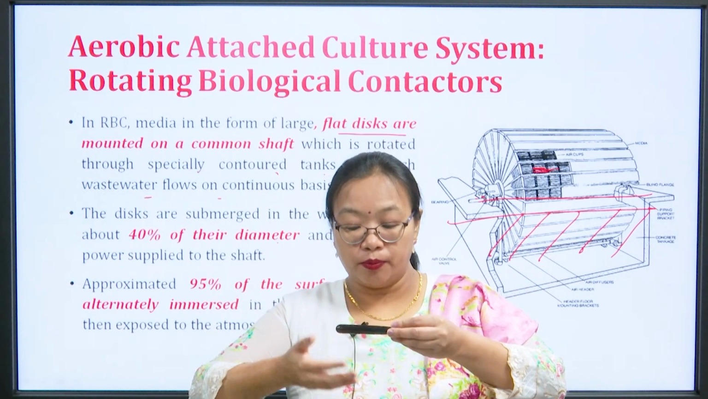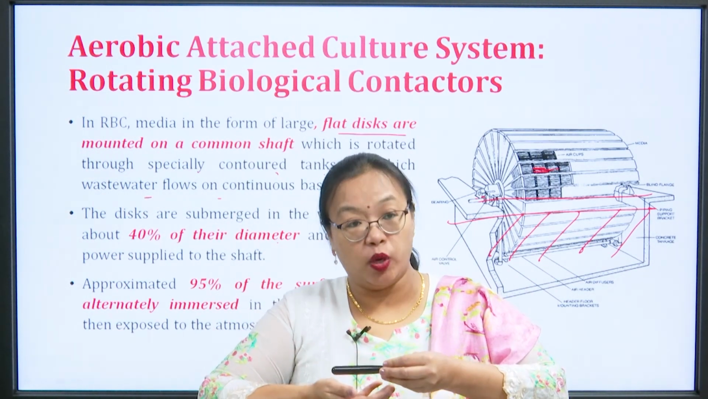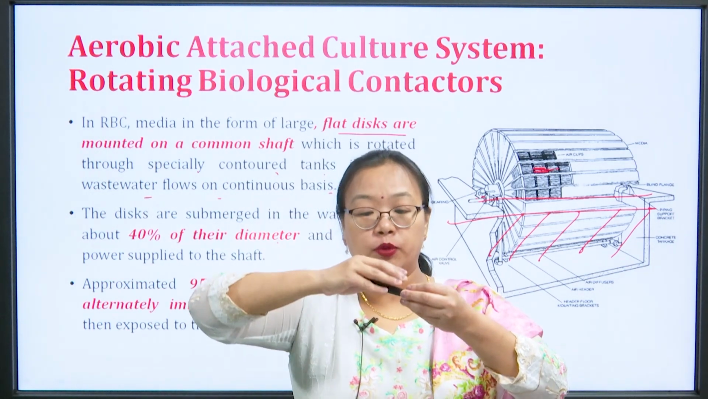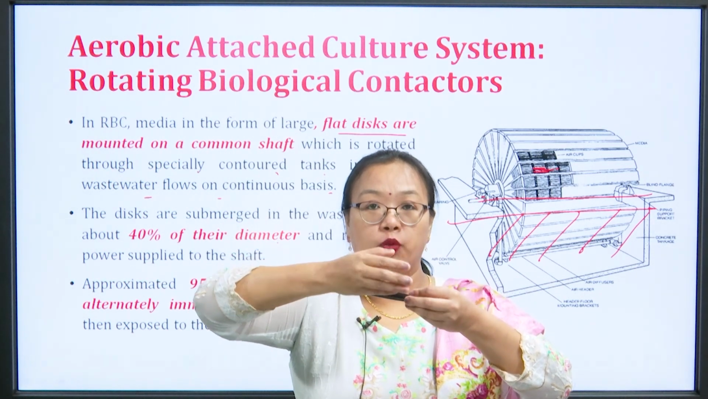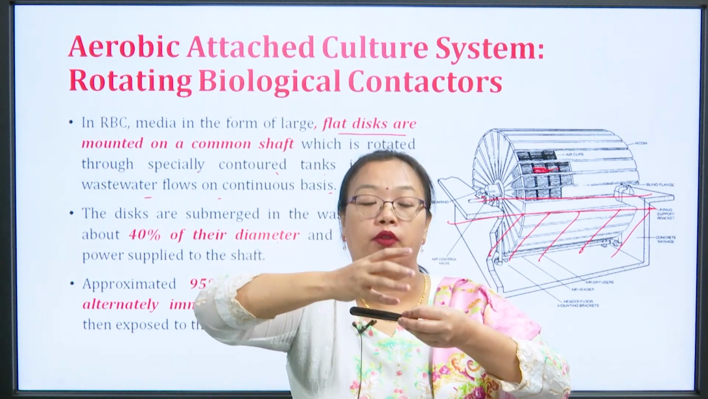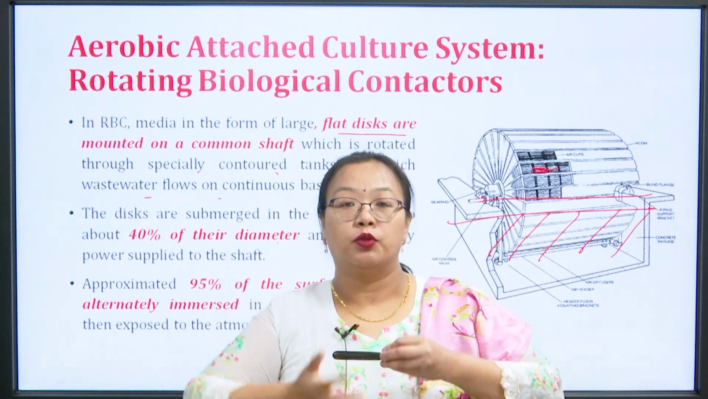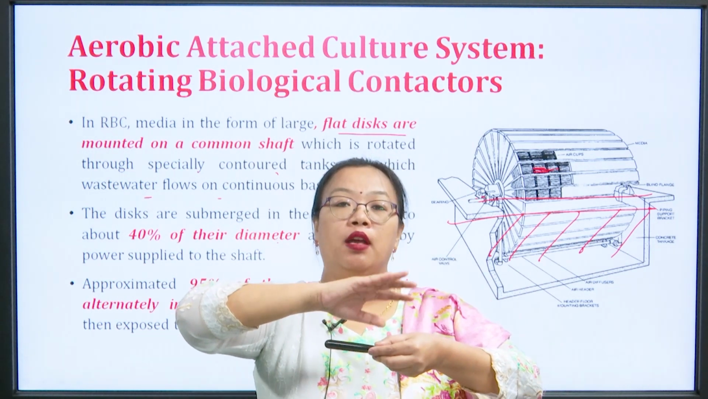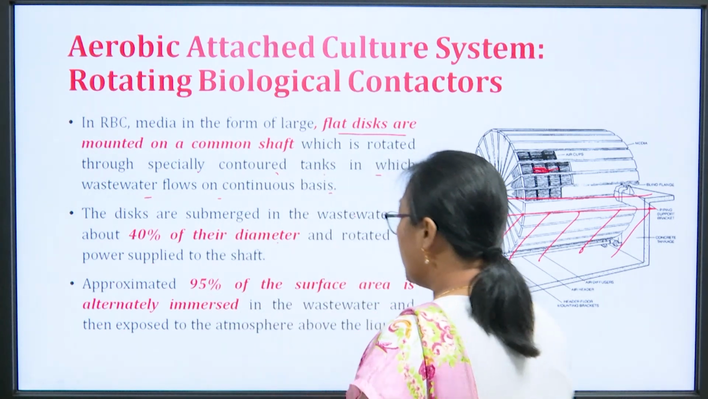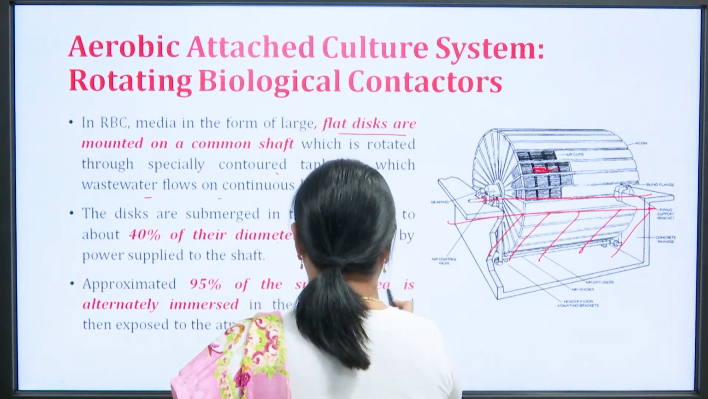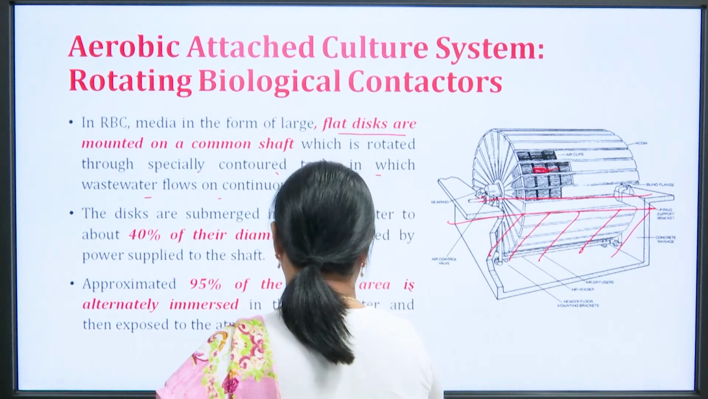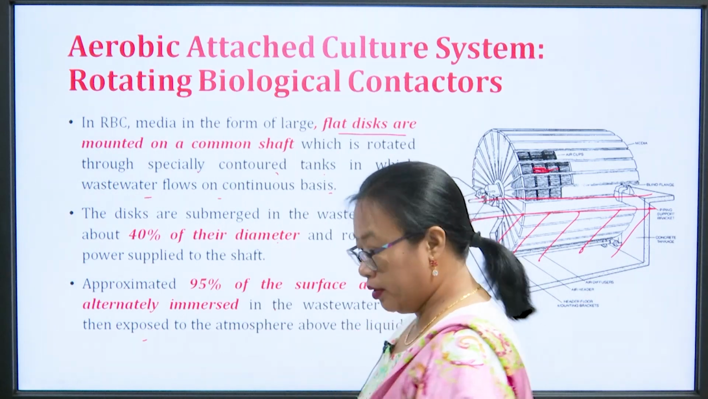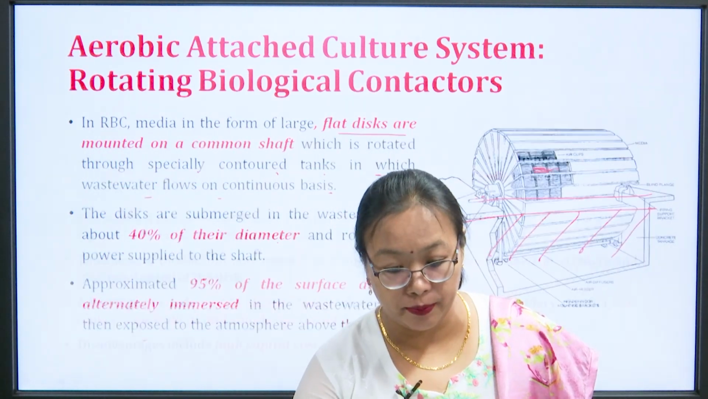Once you have the wastewater, it is under the wastewater, and then when it moves it comes into the atmosphere. It will take up oxygen from the atmosphere and it will turn again. Once it takes up the wastewater, it goes to the aerobic phase, and then again goes inside, right. Approximately 95% of the surface area is alternately immersed in wastewater and then exposed to the atmosphere above the liquid. So, you get oxygen from the atmosphere, right.